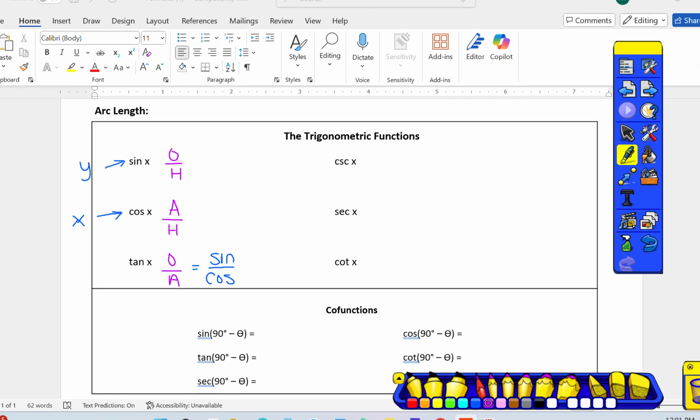Okay, so let's do the reciprocal trig functions. Cosecant is the reciprocal of sine, so hypotenuse over opposite. Secant is the reciprocal of cosine, hypotenuse over adjacent. And then cotangent goes with tangent, adjacent over opposite.